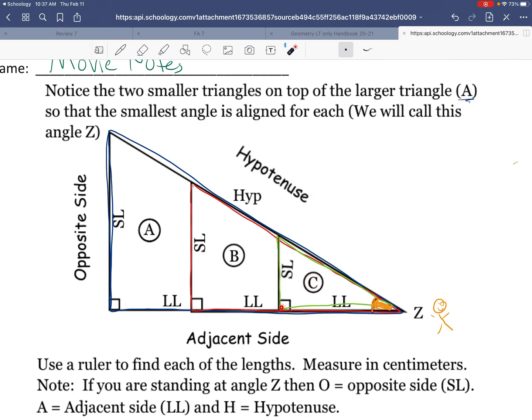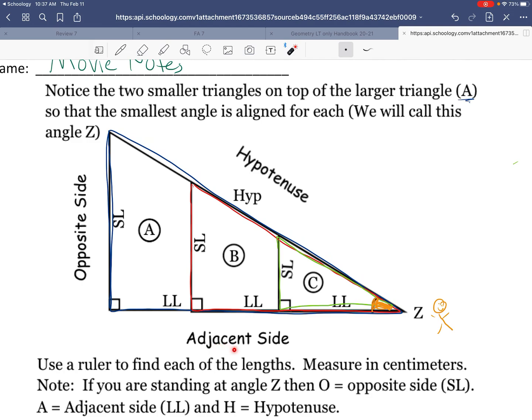triangle C has the opposite side, which is here, which we call SL, short leg. For triangle B, the red one, the opposite side to where we're standing is this one. And for triangle A, the opposite side to where we're standing is this one. So we call that the opposite side. In all three of these triangles, the hypotenuse is the longest side opposite the right angle. So this is the hypotenuse of C, this is the hypotenuse of B, and this is the hypotenuse of A.